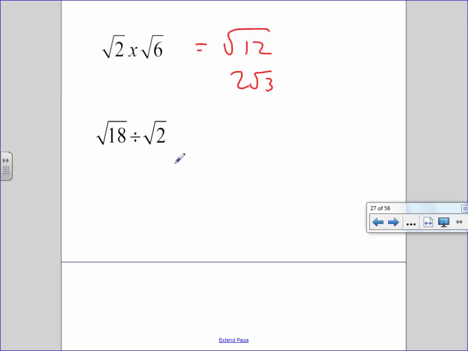We could divide. Well, same thing with dividing. 18 divided by 2 gives you 9. But the square root of 9 literally gives you 3. Here's an example of multiply. Here's an example of divide. Literally, all you do is you take the coefficients inside like this, and you multiply or divide them by each other.